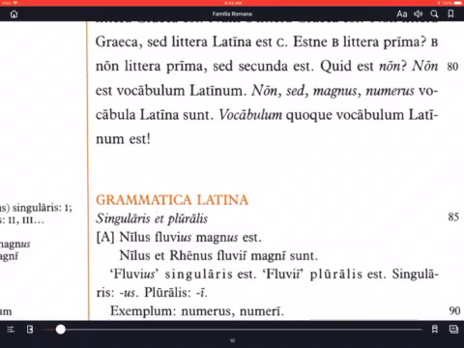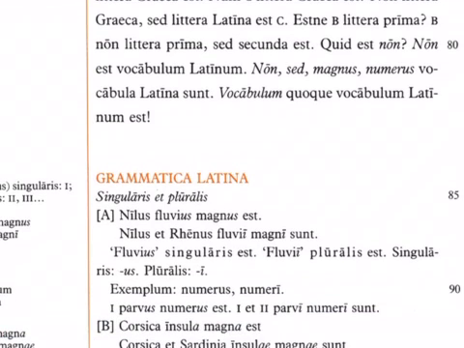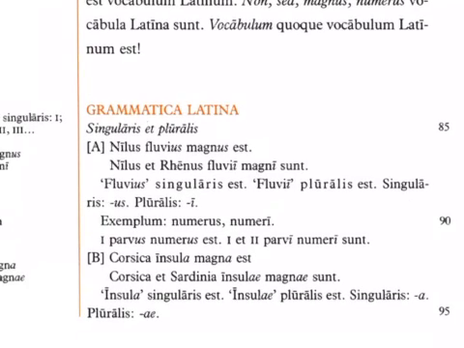We're going to look at the grammar for this chapter. So, essentially, here's the grammar. We're looking at singular and plural, or in Latin, singulares et pluralis, as terms for verbs, nouns, adjectives, this kind of thing.